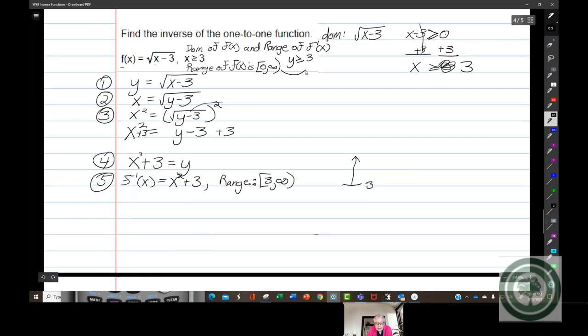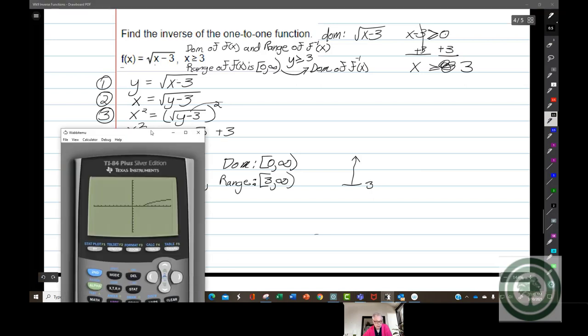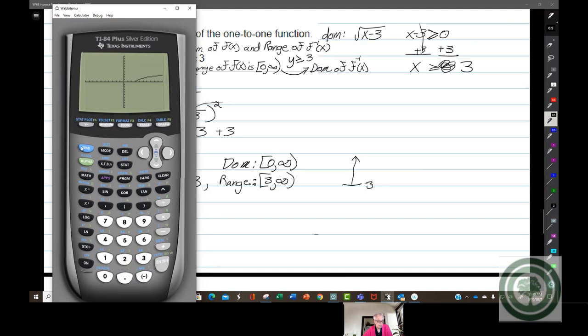And that makes this the domain of f inverse of x. So the domain down here is 0 to infinity. But that's what the x's are doing. If I graph x squared plus 3, what we're talking about, if the domain is from 0 to infinity, let me change the window so you can see that.